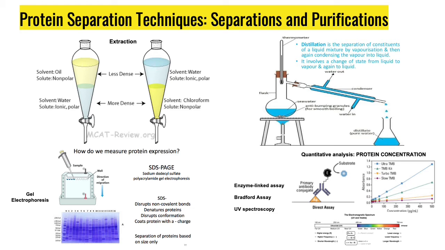Enzyme-linked assays are used to detect antibodies or antigens. In the Bradford assay, for example, a negatively charged blue dye binds to positive chains of proteins to form a blue complex, and in UV spectroscopy, the wavelength absorbed by the sample tells us the presence of the compound.